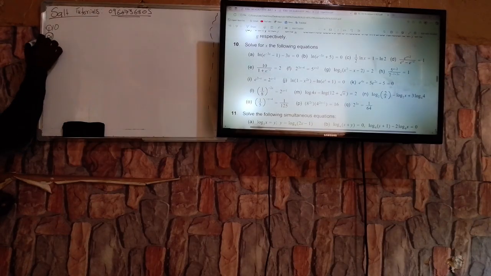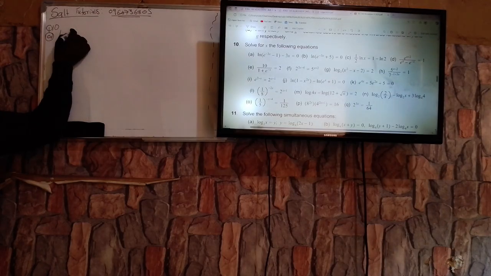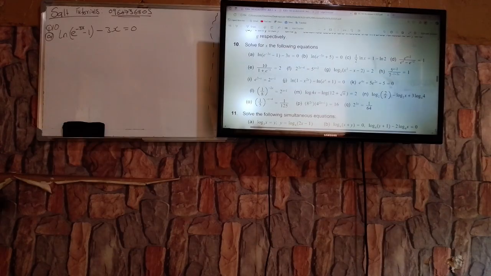A says, let's solve this equation, which is the natural log of e power negative 3x minus 1, and then here we have 3x equal to 0. So number one, know all the rules, because I'm always emphasizing, if you know the rules, everything will move smoothly. If you do not know the rules, it will be very much difficult for you to solve a number of things. So A there, let's solve that equation.